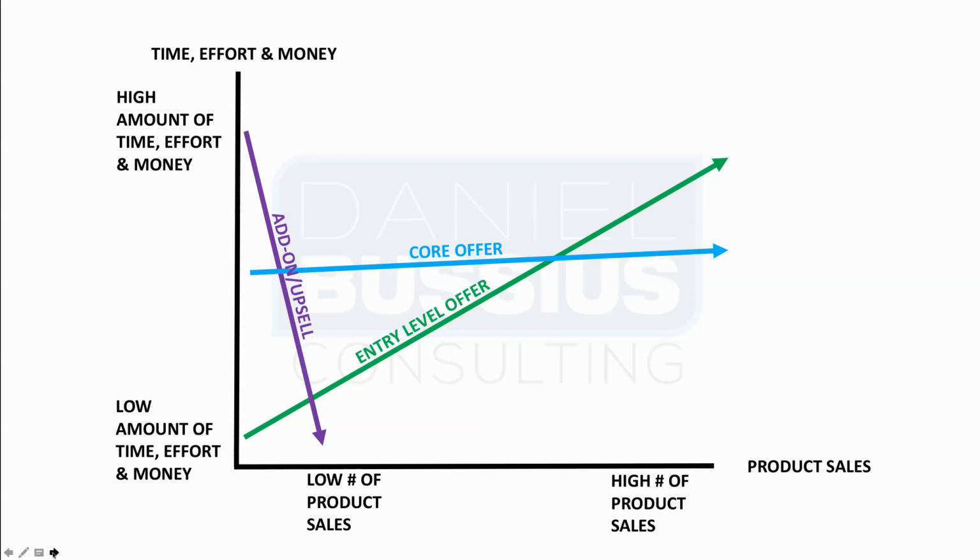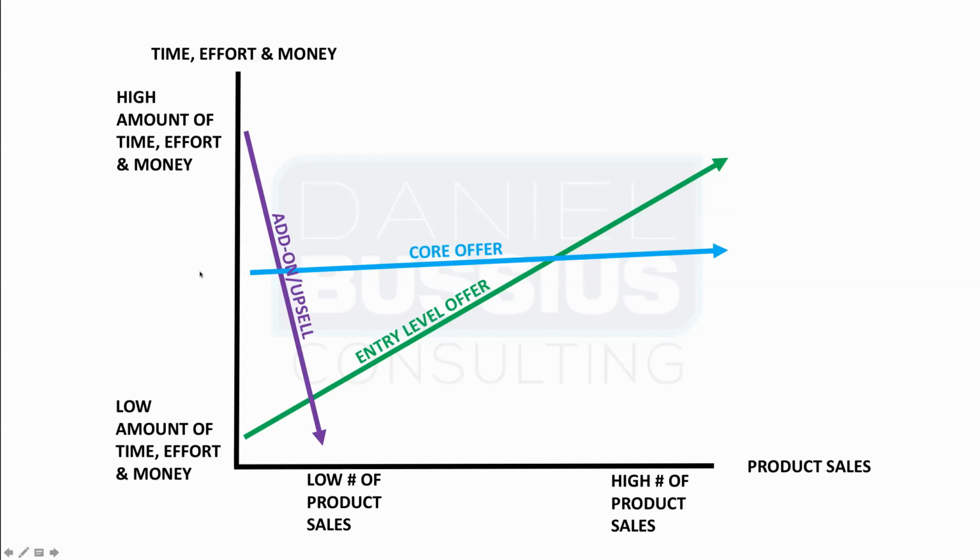Low amount of time, little effort, small dollar amount, you're going to get the most amount of sales. Your core offer, and this is your entry level right here. So you'll see little amount of time, a lot of sales, right? And then for your core offer, it's going to be kind of the midpoint, right?